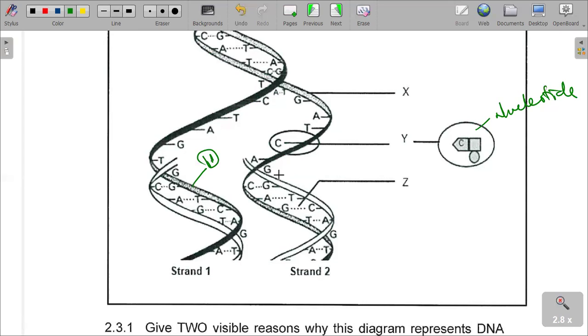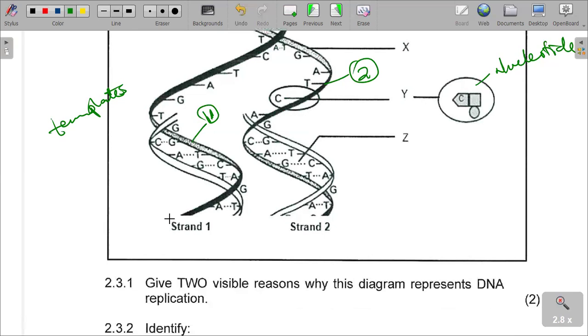We can have our strand 1, and we can say also this is our strand 2, which just unzipped, and then the weak hydrogen bonds are broken, causing them to become what? These are our original strands. 1 and 2 are original strands, and then we are saying these also form the templates. They are forming the templates of what? Of DNA replication. So without wasting time, give 2 visible reasons why this diagram represents DNA replication.